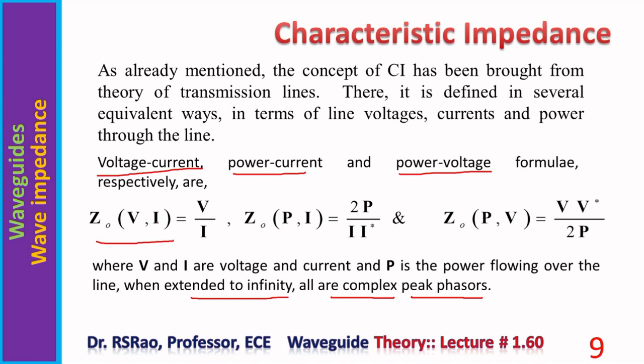Suppose voltage and current expressions are available, you can use this equation to find the characteristic impedance. If power and current are available, then you can use this expression to find Z0. If power and voltage are available, this expression can give you the characteristic impedance. All three give the same value in transmission line theory. But in waveguide theory, the problem is these three definitions give different values when applied to find characteristic impedance. That is the issue which you have to notice.